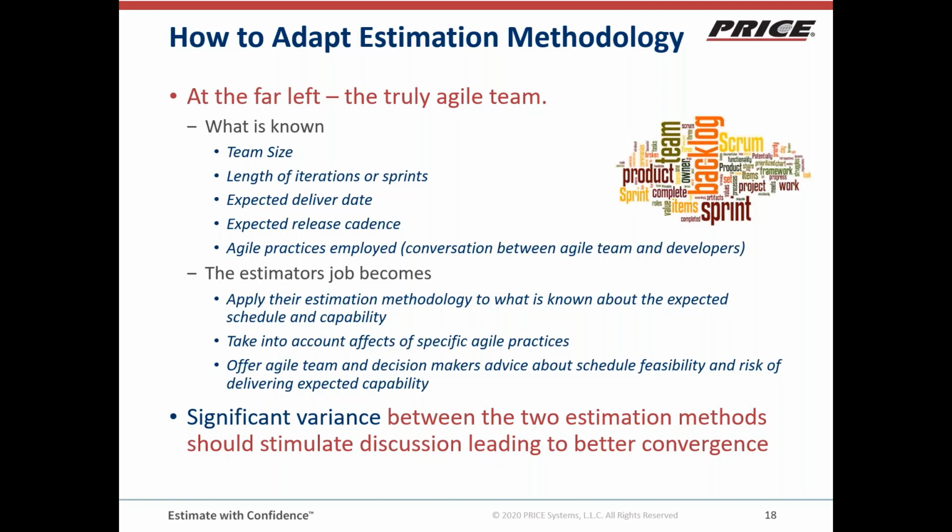So the estimator's job, in this case, early on in a project, is to apply their estimation methodology to what's known about the expected schedule and capability, and take into account specifics of the agile practices, and we'll talk about that in a little while. They offer both the agile team and decision makers advice about how feasible their schedule is, based on standard estimation methodology around what they think they're going to do, and what the risk is that the expected capability will actually be delivered in the expected schedule.